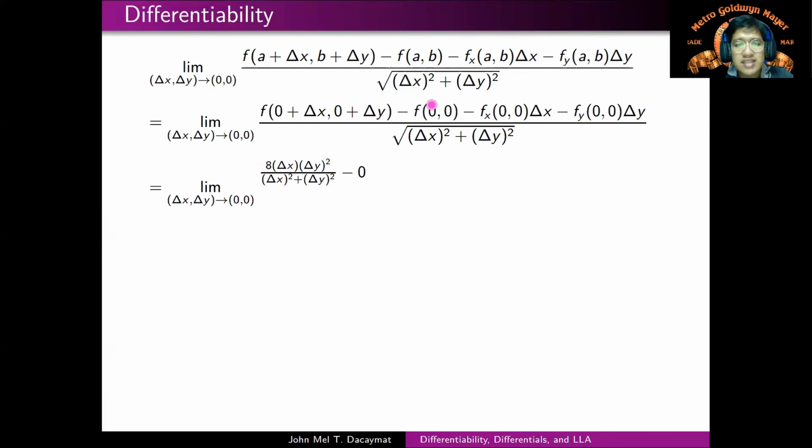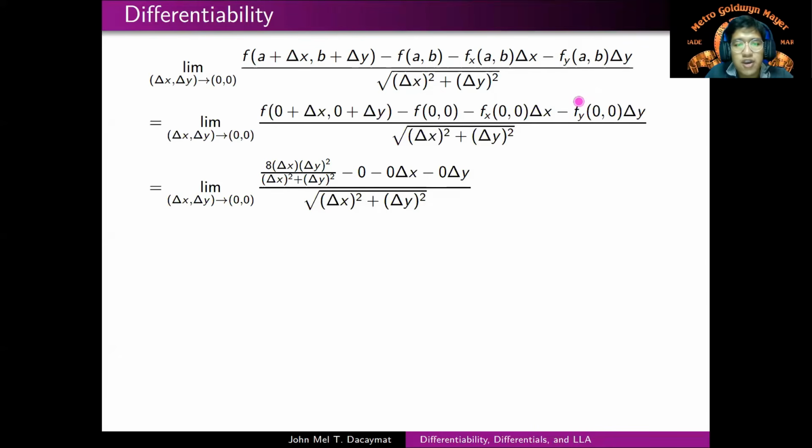F of 0, 0 ay 0. F sub x of 0, 0 na compute natin kanina to be 0. And f sub y of 0, 0, sabi rin natin, no? Nahanap natin kanina to be 0. Okay? Over this square root.